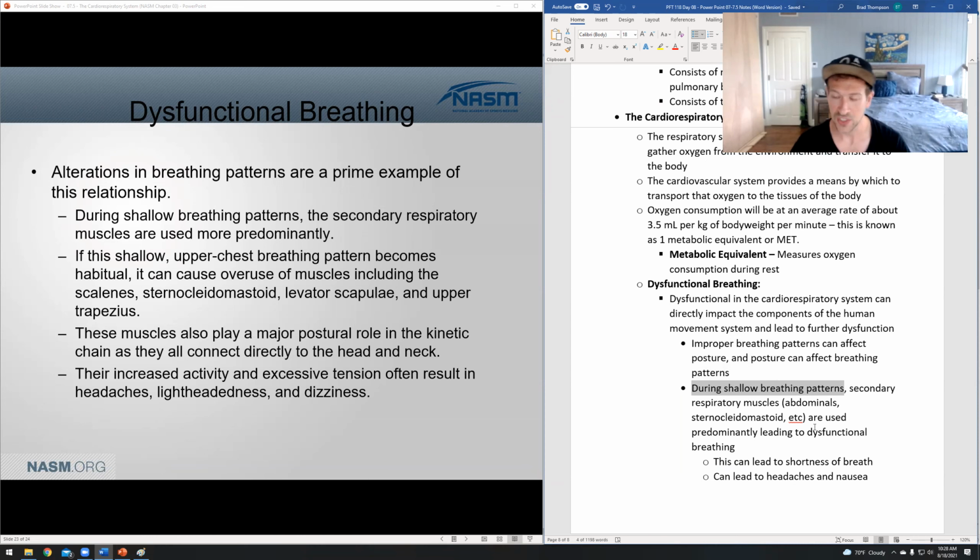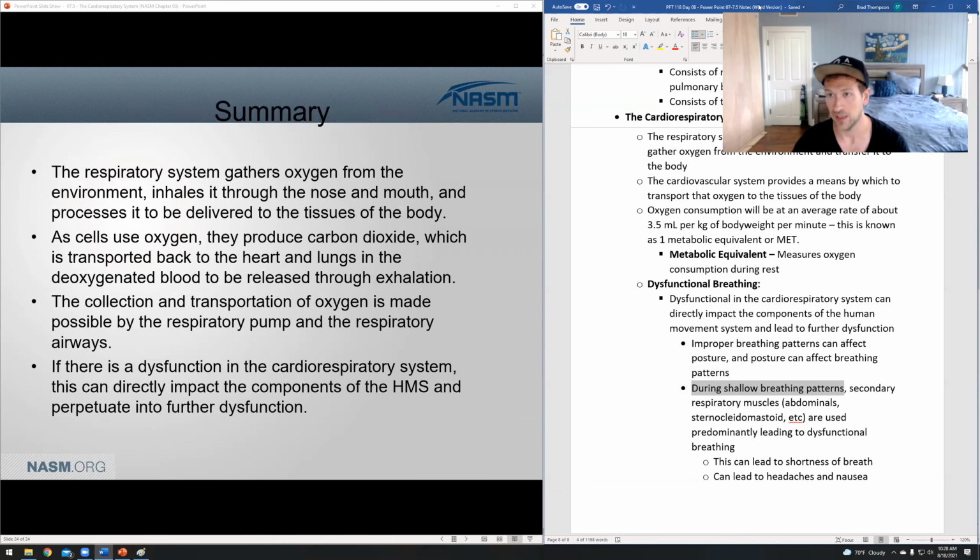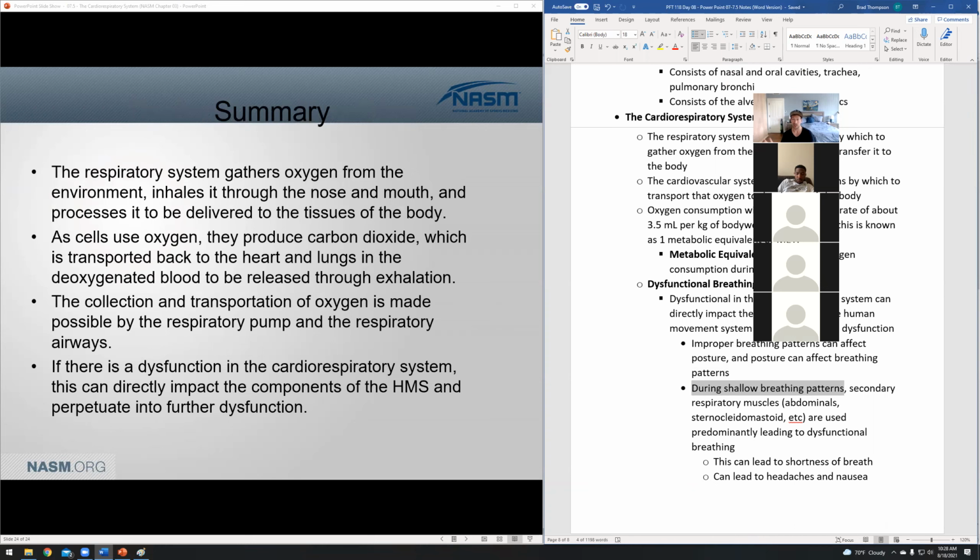And so shallow breathing patterns can lead to dysfunctional breathing, and dysfunctional breathing can lead to shortness of breath. It can lead to headaches, nausea, and it can lead to things like shoulder impingement. And that's why later on in this module, when we talk about postural assessments, we're going to look to see, is your client in proper alignment, right? Or are they rounding and moving their head forward like this? If they're moving like that, we need to address that by stretching out those muscles to allow them to get back to a neutral posture, which will allow them to effectively breathe.